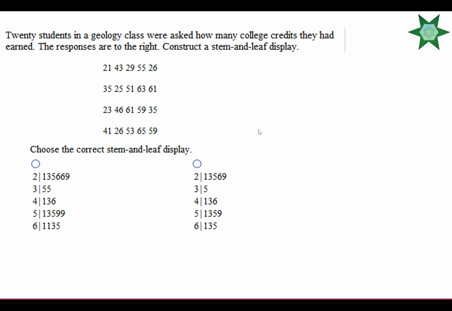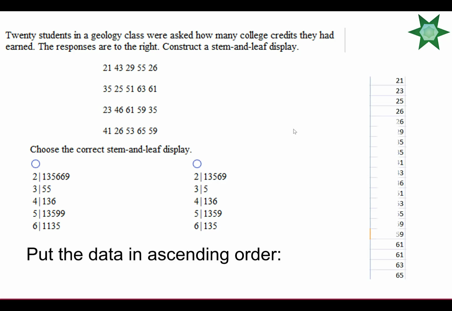So the first thing that makes it easier is to put the data in order. I think it makes it easier for me to see the data values. And so I noticed there's one student who has 21 credits, one has 23, one has 25. 2 of them have 26, so I'm going to have a leaf for each of those, so I need 2 6s.